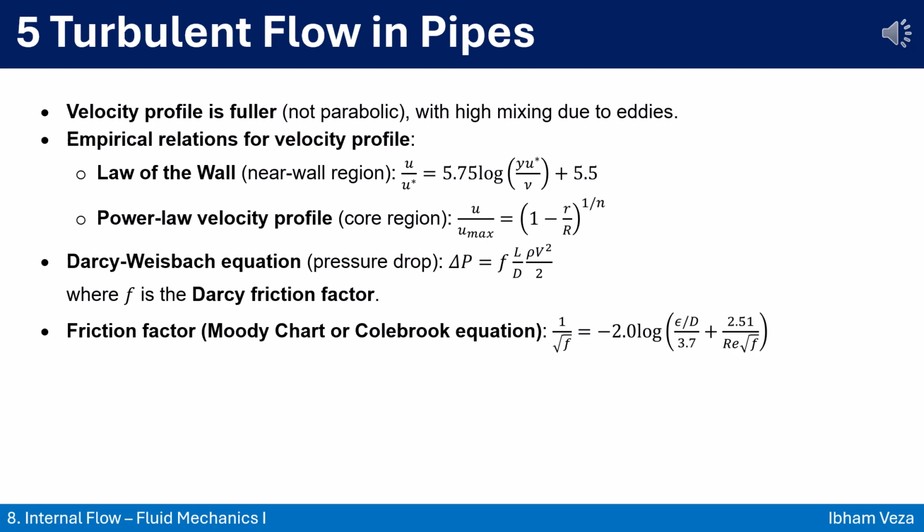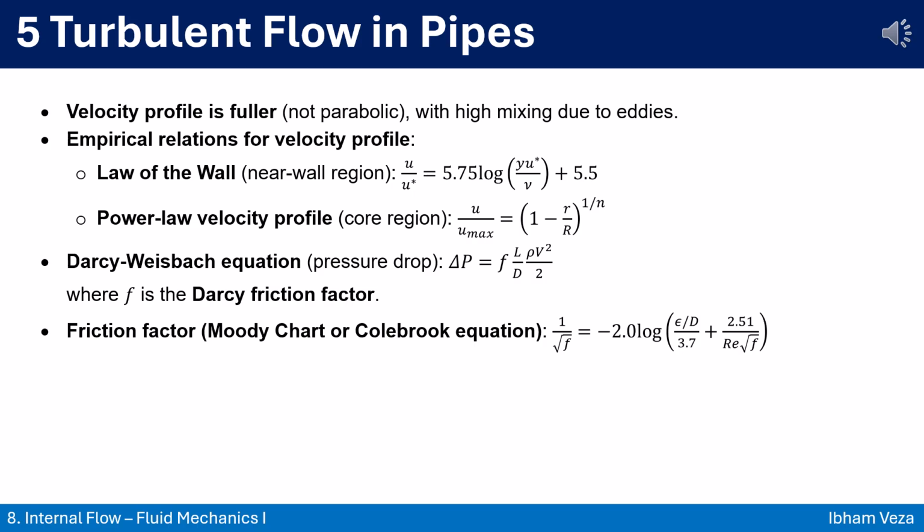5. Turbulent flow in pipes. When flow transitions into the turbulent regime, everything changes. The fluid no longer moves in smooth, orderly layers. Instead, it churns and swirls with chaotic eddies that enhance mixing. This leads to a velocity profile that's much fuller than in laminar flow. It's not parabolic anymore. Most of the fluid moves fast, even near the walls.